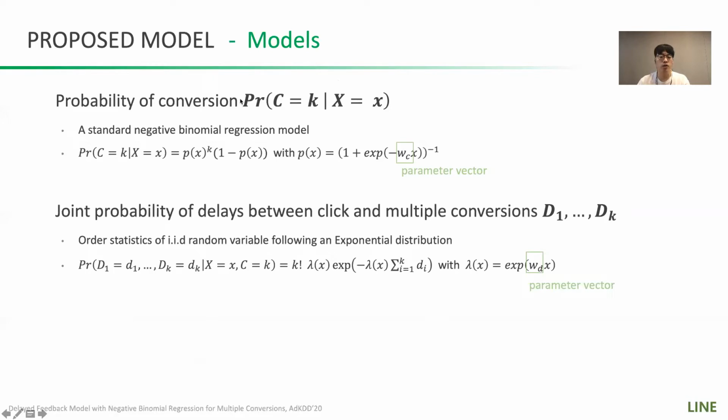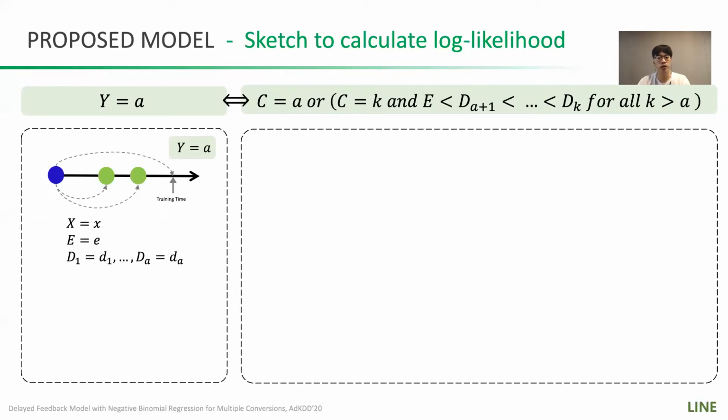First, to predict the probability of k conversions occurring, we use negative binomial regression. The second is the model related to delays. If k conversions occur, we can get k delays, d sub 1 through d sub k. We use order statistics to fit the joint distribution of them. This page shows the brief idea of how to get the log likelihood for a sample. Suppose y is equal to a, then you can also get x, e, and a delays, d sub 1 through d sub a.